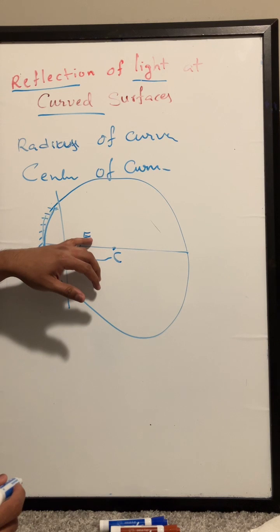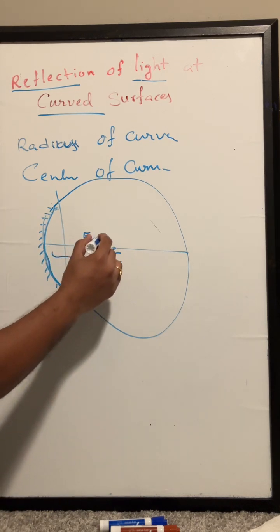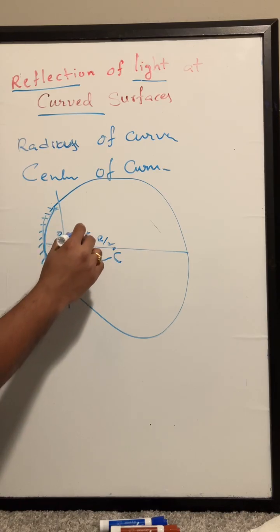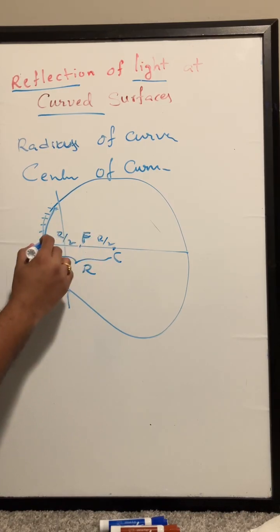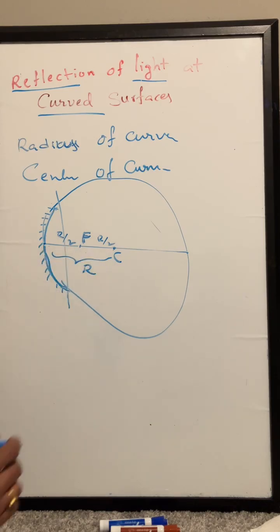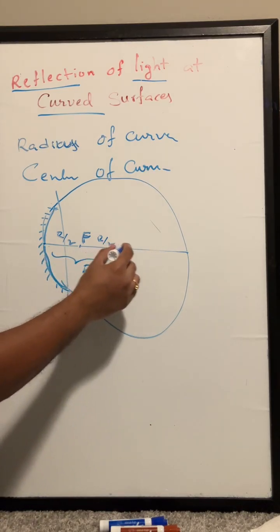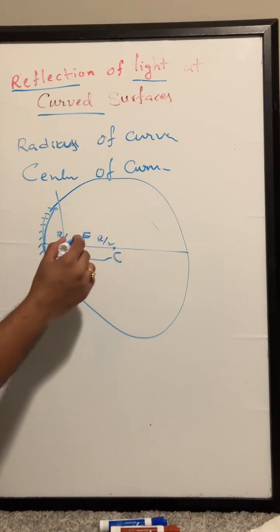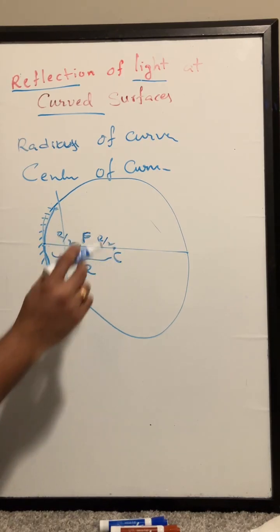So we denote that as F, and it will be exactly half of the radius. This is R by 2, this is R by 2. So this focal point is the center point between the center and any point on the curvature. So it is exactly half. So yeah, this is the diameter. The diameter's half is the radius. The radius's half is where the focal point will be.